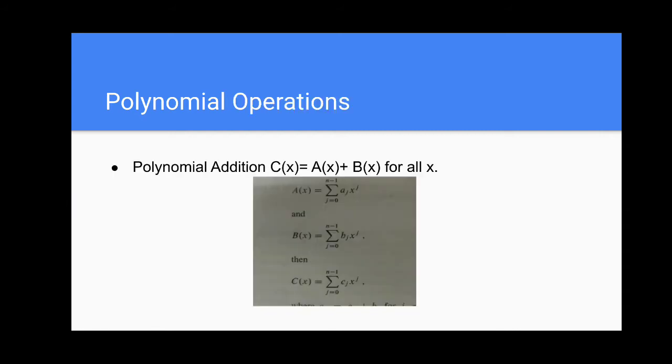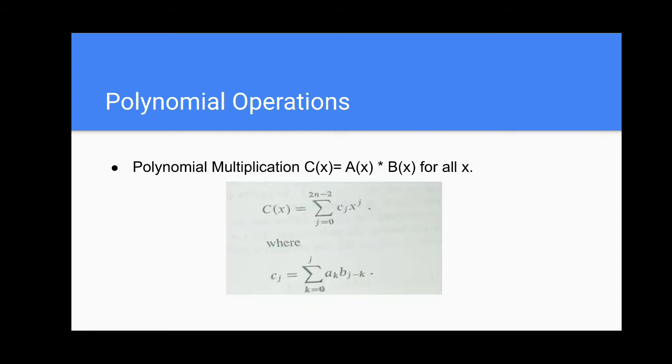There are different polynomial operations such as addition, multiplication, subtraction, etc. Subtraction can be treated as similar to addition. For example, a polynomial addition A of x plus B of x will result in another polynomial C of x. To write it in mathematical form, C of x will be the summation of j varying from 0 to n minus 1 of c_j x to the power of j. When we add two polynomials A and B, every coefficient c_j can be obtained by adding the corresponding coefficients a_j and b_j.